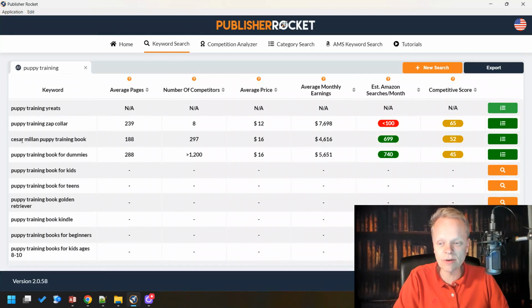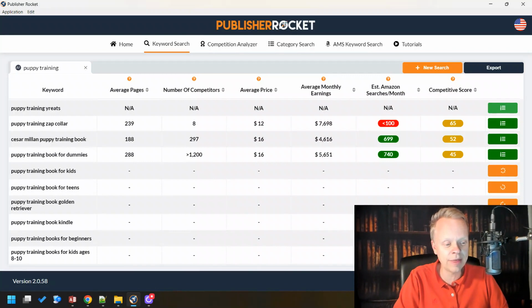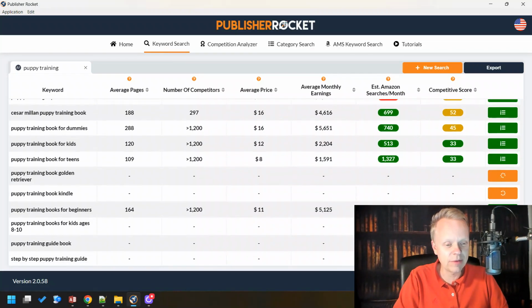Right? Now, some of these, I don't know what it says there. Milan puppy training book is. Puppy training book for dummies. This would be dangerous to use because that is a trademark name. That can get your account banned. So do not use for dummies in your title. They will come after you. So don't think you can get away with that. And that's one of the things you have to be really careful about.